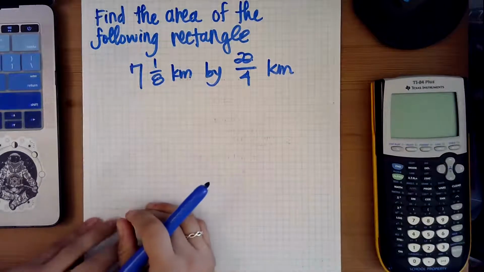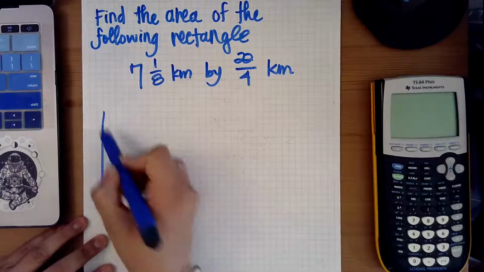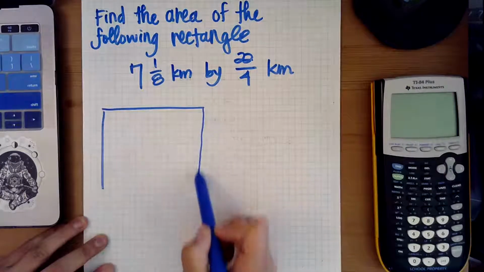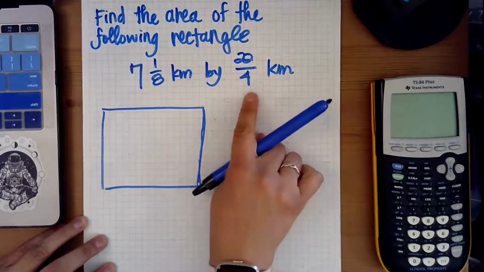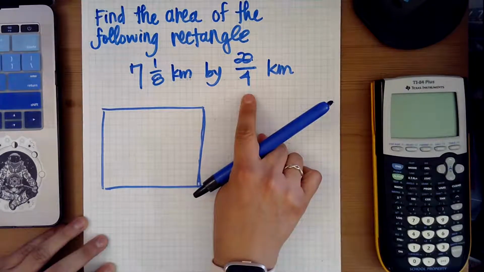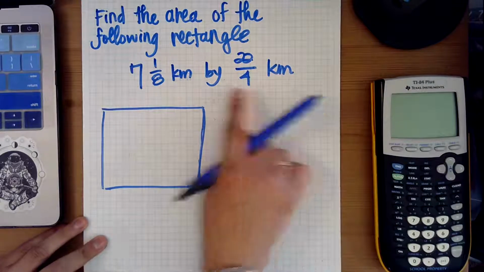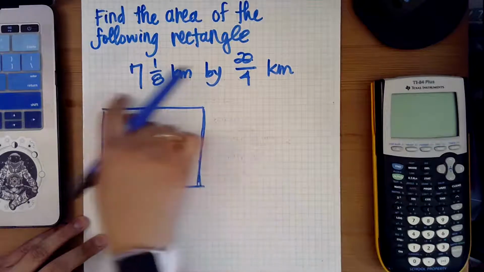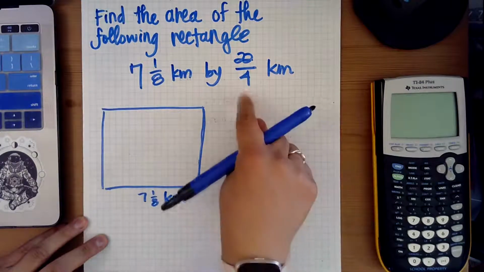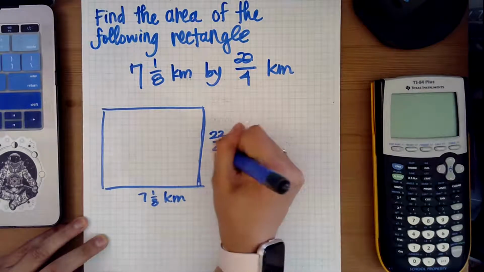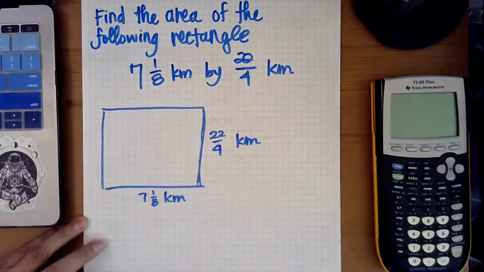Looking at this, let's go ahead and look at an area model. An area model means I want to see what this rectangle is going to look like. 22 over 4, that's 5 and change. And this is 7 and change. So the longer side is going to be the 7 and 1/8, and the 22 over 4 is going to be here. Okay, so I have that area model.